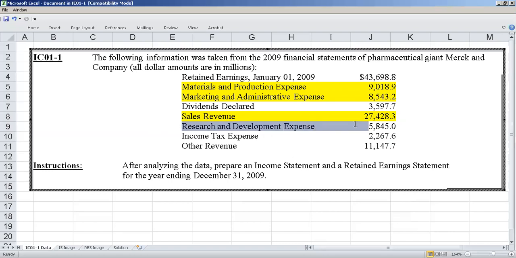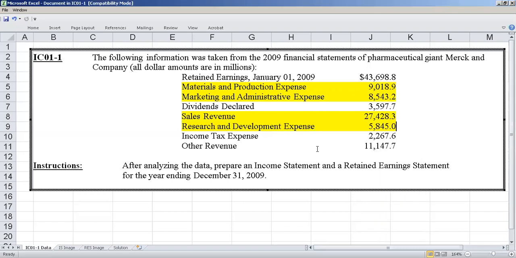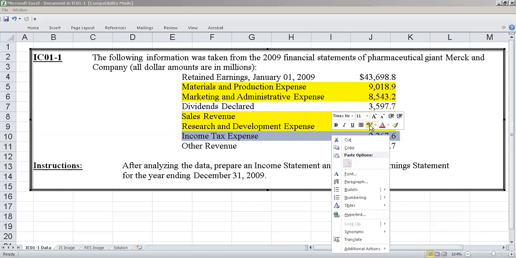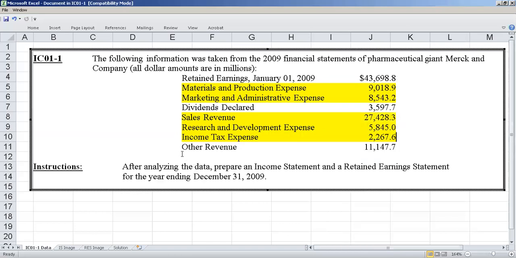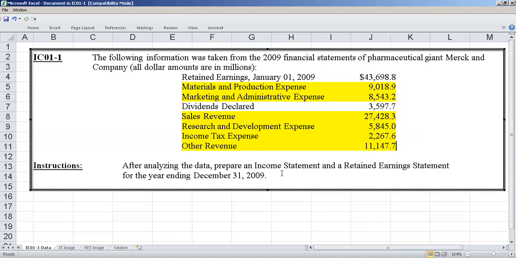Research and development expense has the word expense in its name. That'll go on an income statement. Income tax expense has the word expense in its name. That'll go on our income statement. And other revenue has revenue in its name. So now we know which accounts are going to impact our income statement.